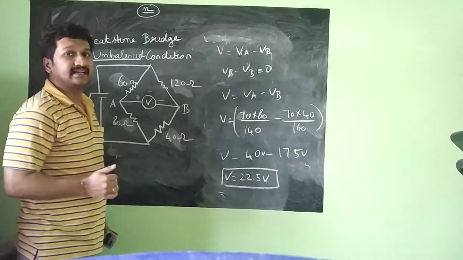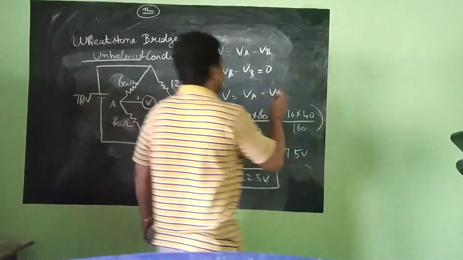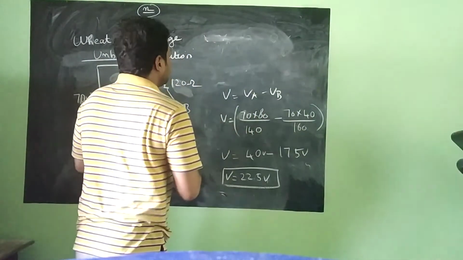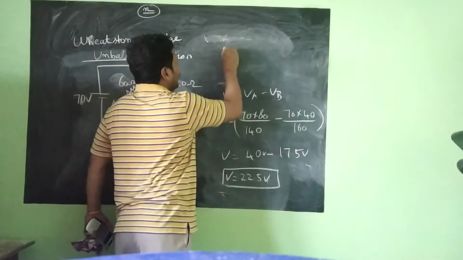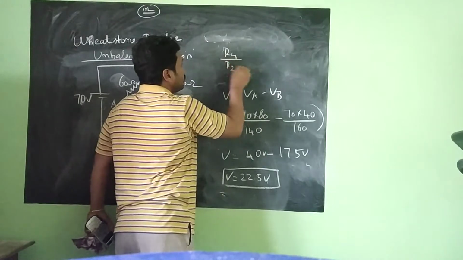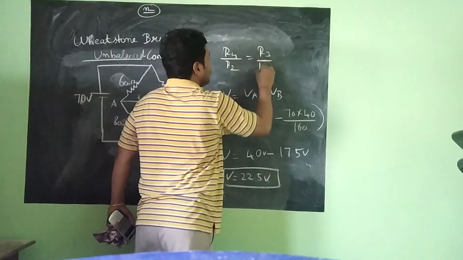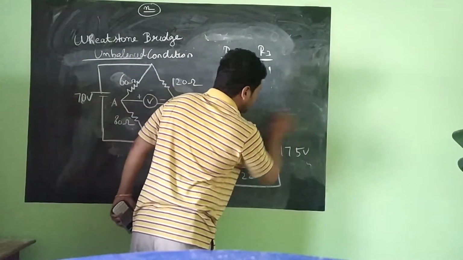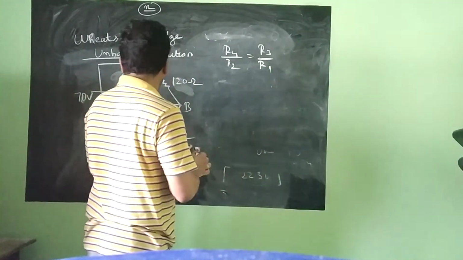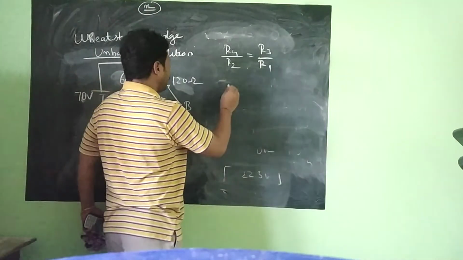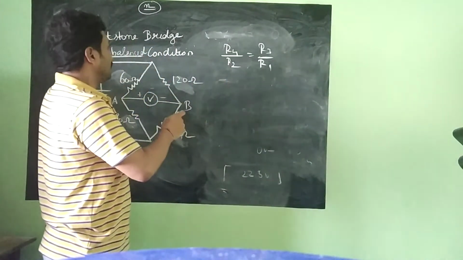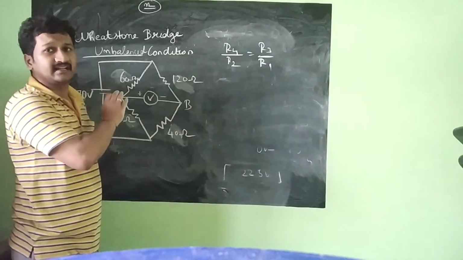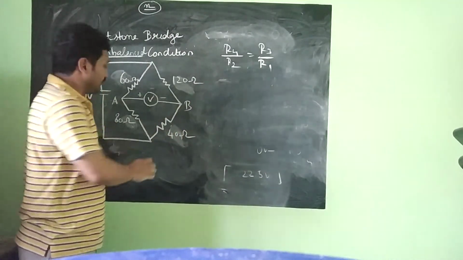So now how will you make it a balanced bridge? What was the relation we saw in the last structure? R4 by R2 equal to R3 by R1. This was the expression we saw for a balanced bridge circuit. So what is R4 here? Now the question is, we want to change R4. We will take any resistor for making the bridge balanced. We will take R4 here.